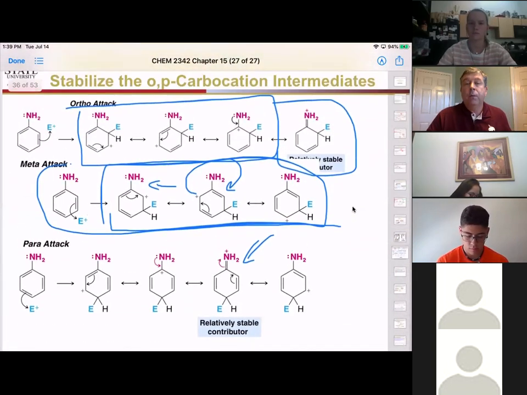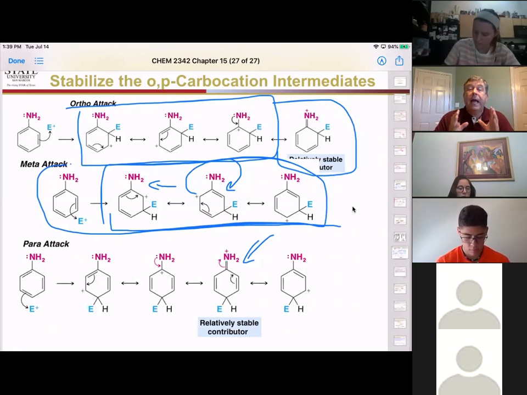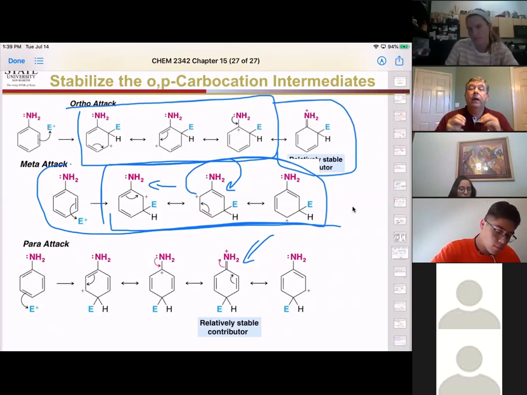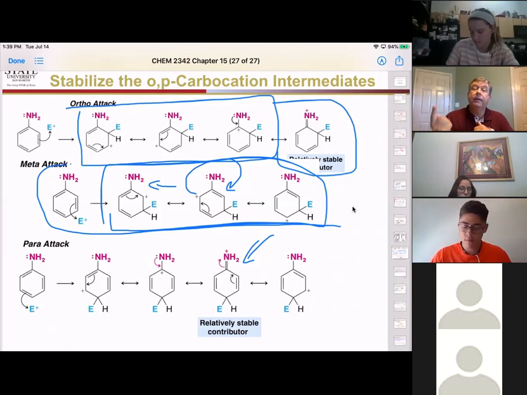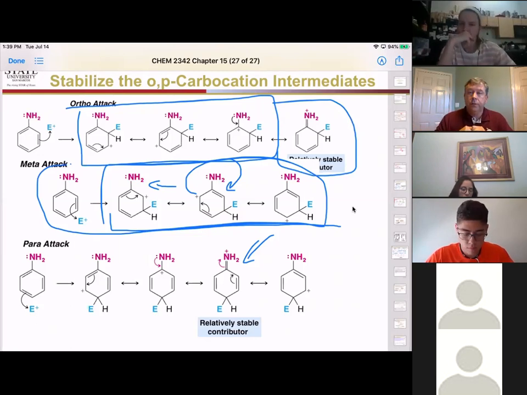So what I want you to focus on is that ortho-para direction has everything to do with that fourth resonance contributor. The ortho-para activation is a combination of inductive effect and resonance effect. The ortho-para deactivation has everything to do with an inductive withdrawal, but a conjugative or resonance donation.